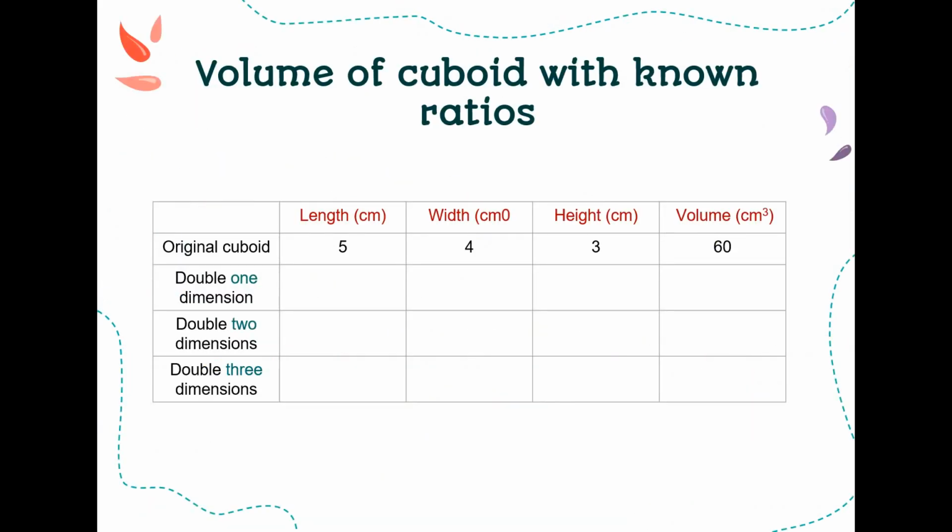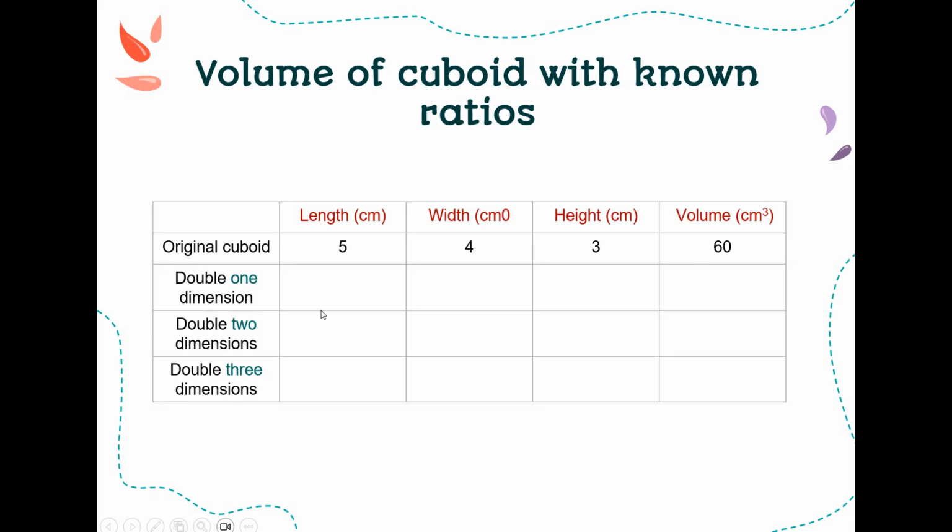Now, we have here the volume of a cuboid with a known ratio. What does it mean? I have here the original cuboid, whose length is 5, the width is 4, the height is 3, and the volume is 60. How can we find the volume? 5 times 4 equals 20. 20 times 3 equals 60.